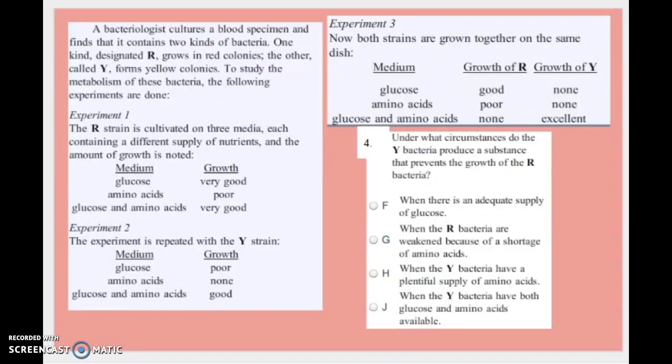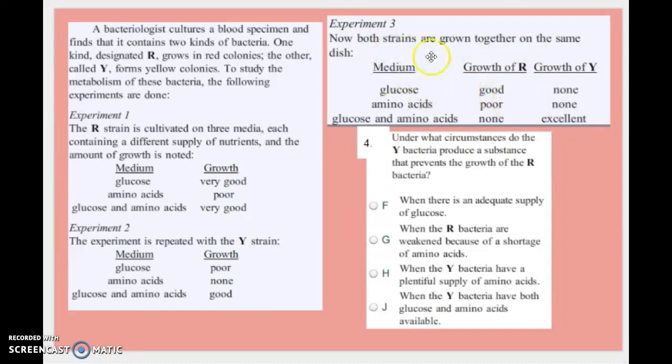All right, number 4. Number 4, we're looking at a couple of experiments done on 2 different bacteria. There's a Y bacteria and an R bacteria. And all they're really doing is putting them in different substances, glucose and amino acids, and looking at how they grow in those. Glucose is basically a sugar, amino acids are basically a building block protein, and then the last one they do is they do them together. But the first experiment, they looked at just the R strain by itself in these things. Second experiment, just the Y strain in all of those. And the third one, they did both of them together, and they show you the growth results on here.